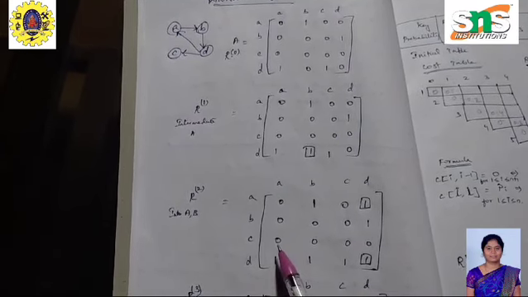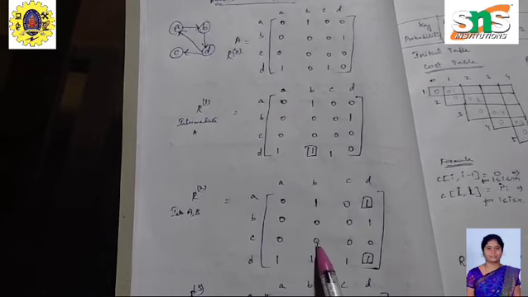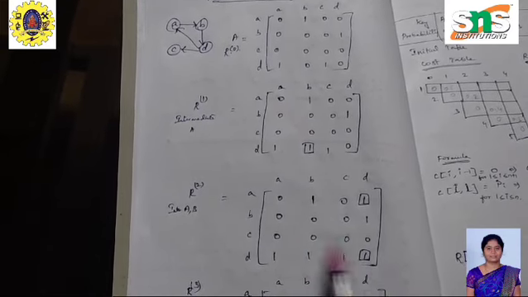Next is C to A, it is 0. C to B, C to C and C to D are 0.